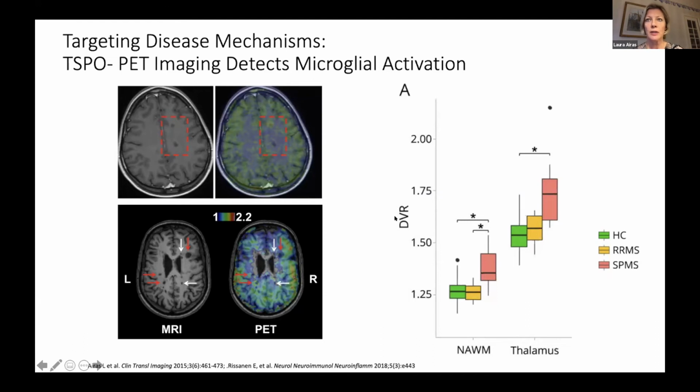We have shown that TSPO PET measurable microglial activation increases in the normal appearing white matter and also in the thalamus as MS disease advances, and there is significantly increased radioligand binding in the secondary progressive patients compared to relapsing remitting patients or controls.